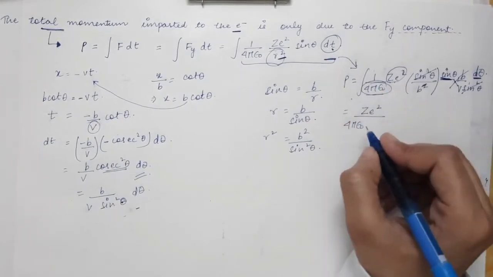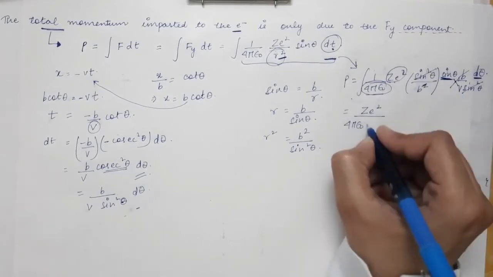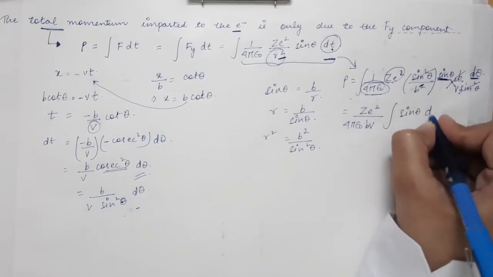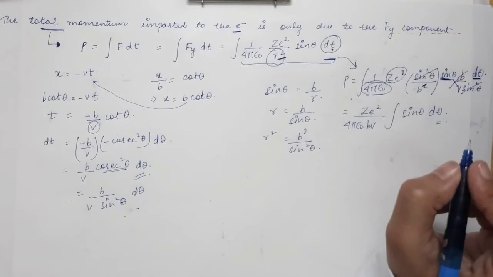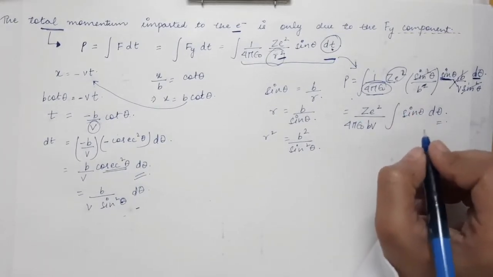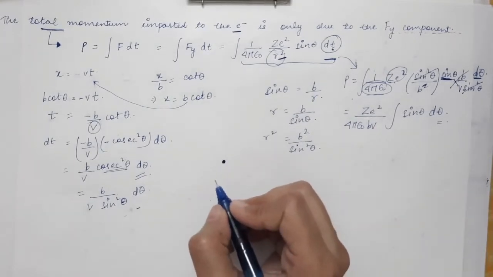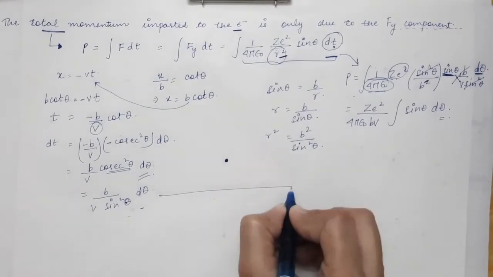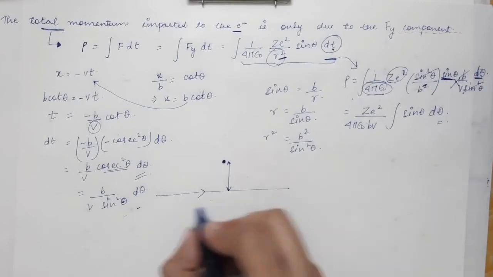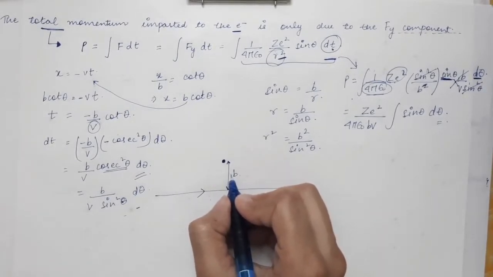4 pi epsilon naught has been taken outside, and we have b into v. So inside the integral we will have sine of theta into d theta. Now over here, what will be the limits of theta, the minimum and the maximum limit of theta? As we have taken, this was the electron which is present inside the medium, and the heavy charged particle traveled along this direction. It was at a distance of b from the electron.